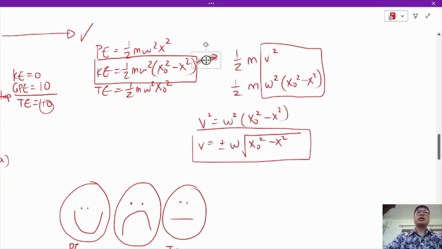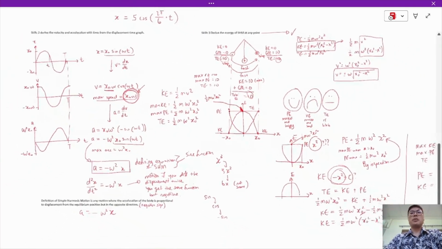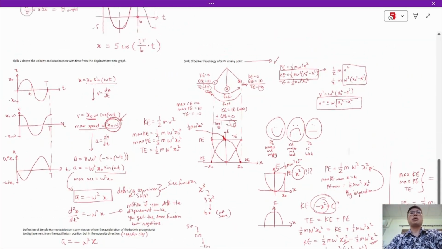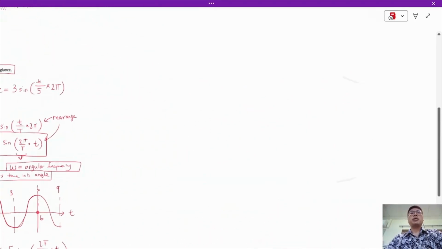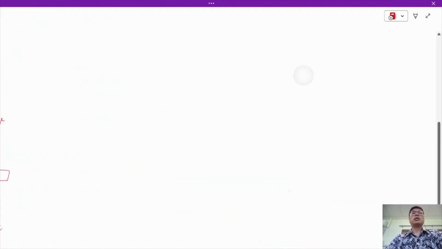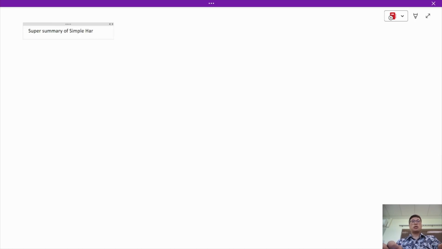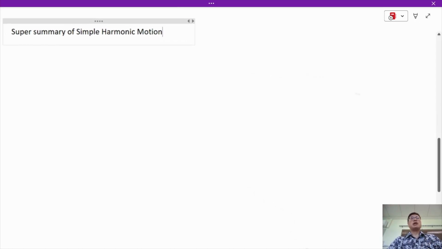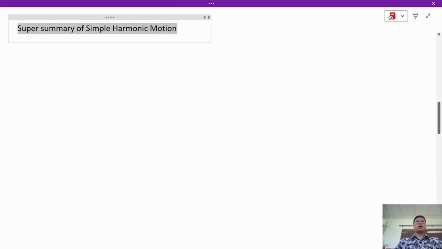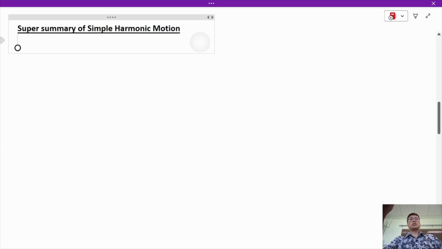Okay, now we have come to the end of simple harmonic motion. I promise. Wow, we have absolutely come to the end of simple harmonic motion. But because I know that it is impossible to learn simple harmonic motion in 30 minutes, what I'm going to do is give you a super summary of simple harmonic motion, and I'm going to do it right now. You will be surprised how much you already know about simple harmonic motion just by watching this video.